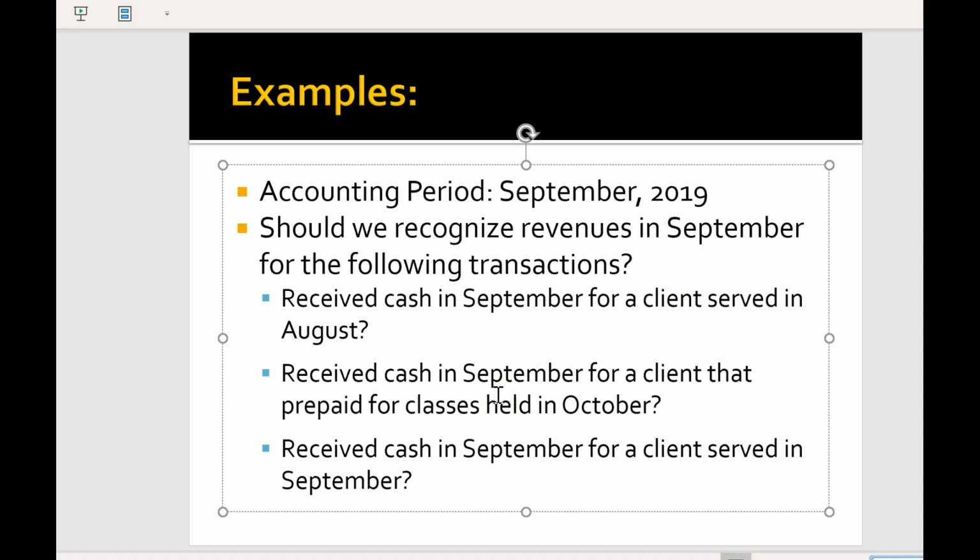The second one, did we earn revenue here? The answer is again no, because it is a client who prepaid for class in September.